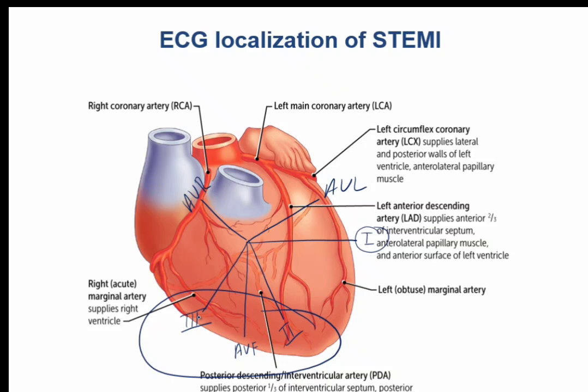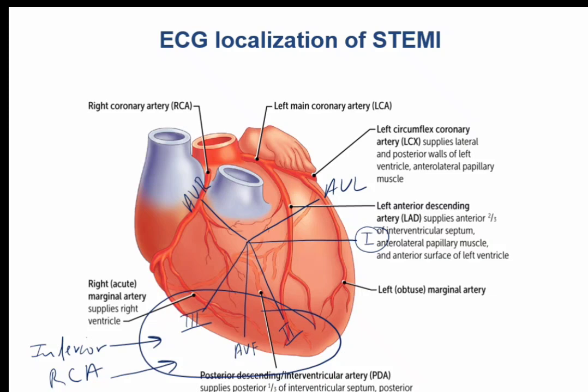And do you remember which artery supplies the inferior aspect of the heart? There you go, it's the right coronary artery. So if you had an inferior wall myocardial infarction, you'd expect to see ECG changes within leads 2, 3, and AVF. Now what about leads 1 and AVL?